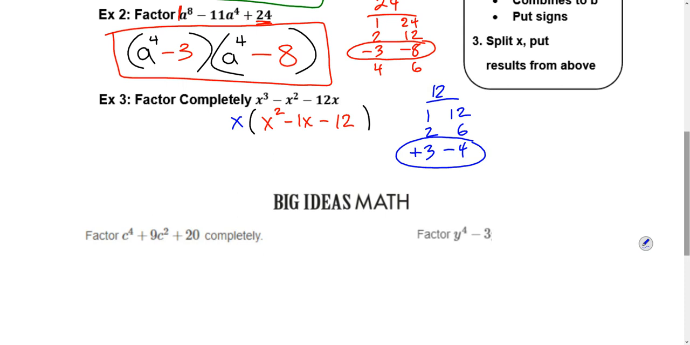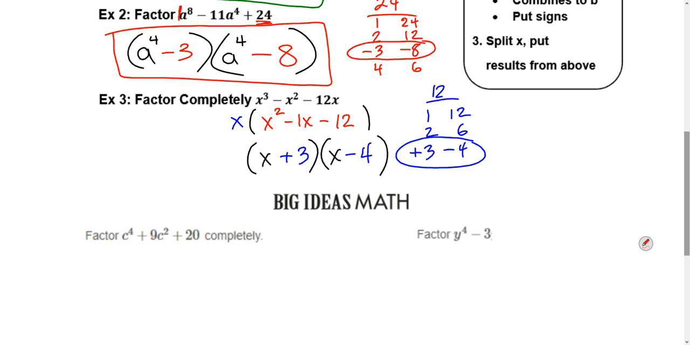See, and now that you got those signs on there, when you multiply them, it gives you the -12 at the end. So this parentheses splits up into 2, and then if that's an x squared, I just put an x here and an x here. We put the two numbers that we had in the circle right here. We put +3 here and -4 here. And guys, it doesn't matter which one you put first. If you want, you can put -4 first and +3 second. You'll get the same answer.